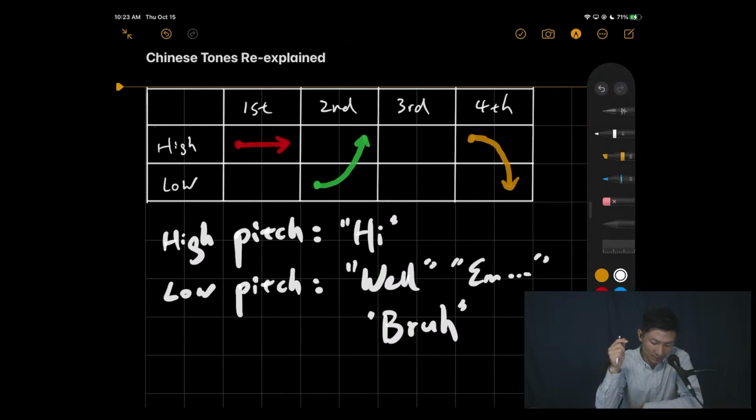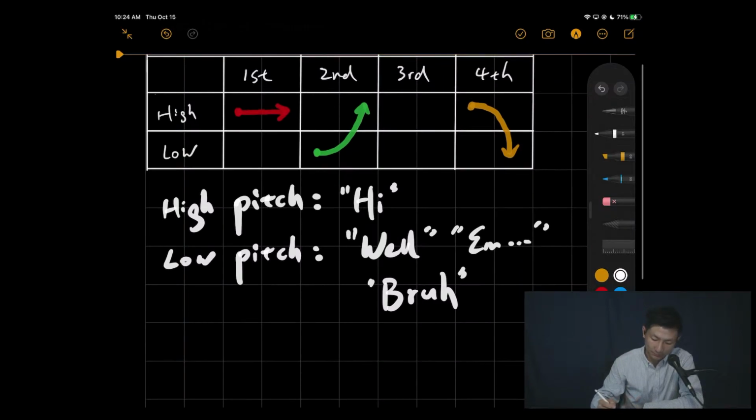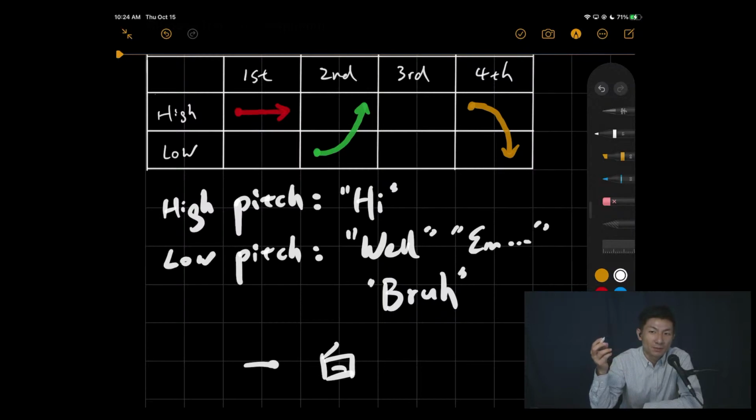All right, and then second is let's find the low. "Well", and then go up. You have to go up all the way to high. You have to go that high, right? So for an example, for second tone, "bai", and then E, right? For the first tone, "bai", you have to go all the way up, right? And then for the fourth tone, let's say 去, it's a fourth tone, and E, and then you have to go 去 all the way down.